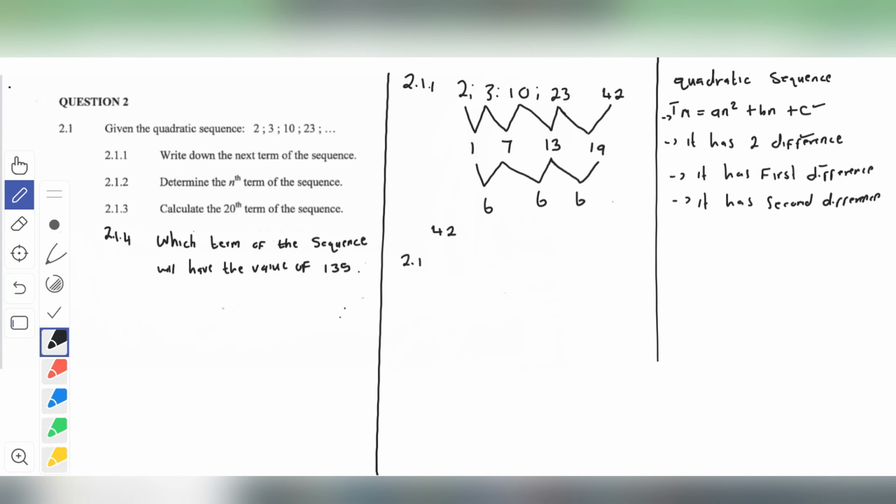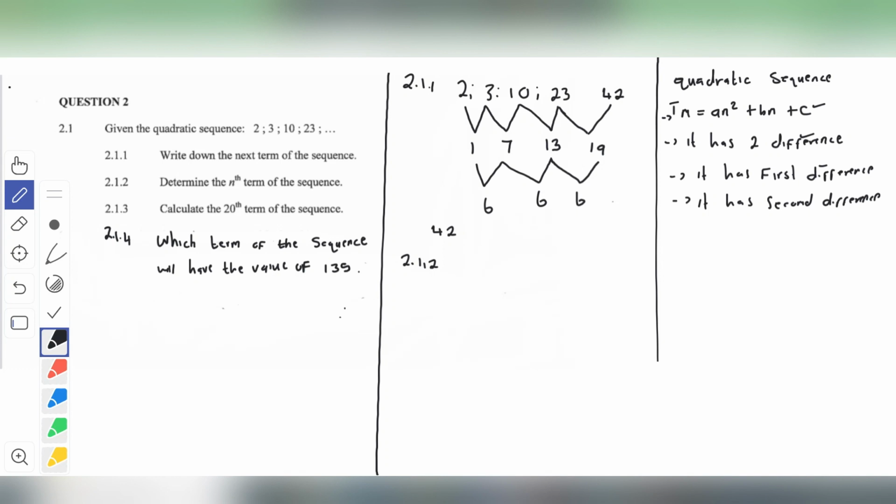So now let's do 2.1.2. It says determine the nth term of the sequence, or it can say determine the general term of the sequence. Whenever it says determine the general term of the sequence or determine the nth term of the sequence, it's the same thing. So let the examiner not play with your mind.